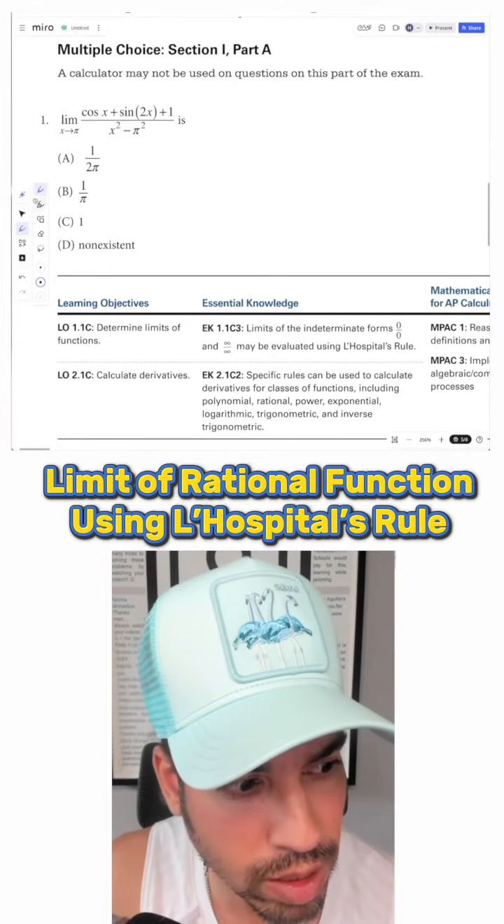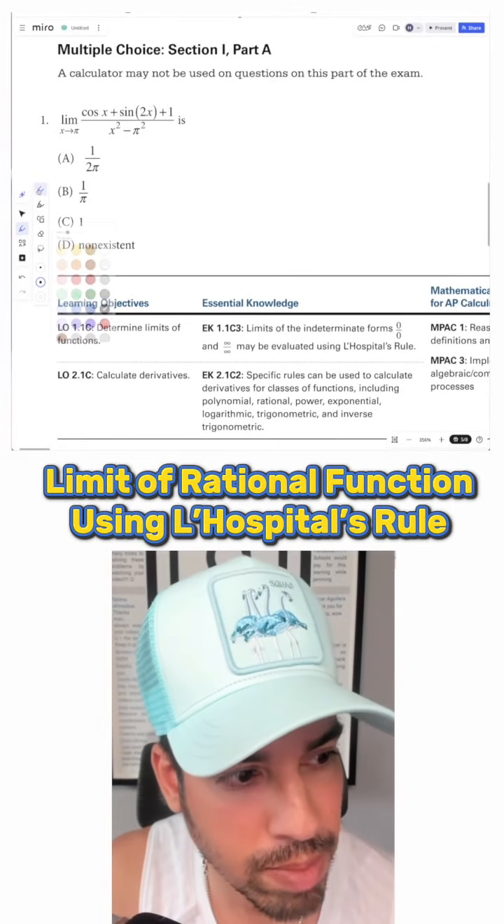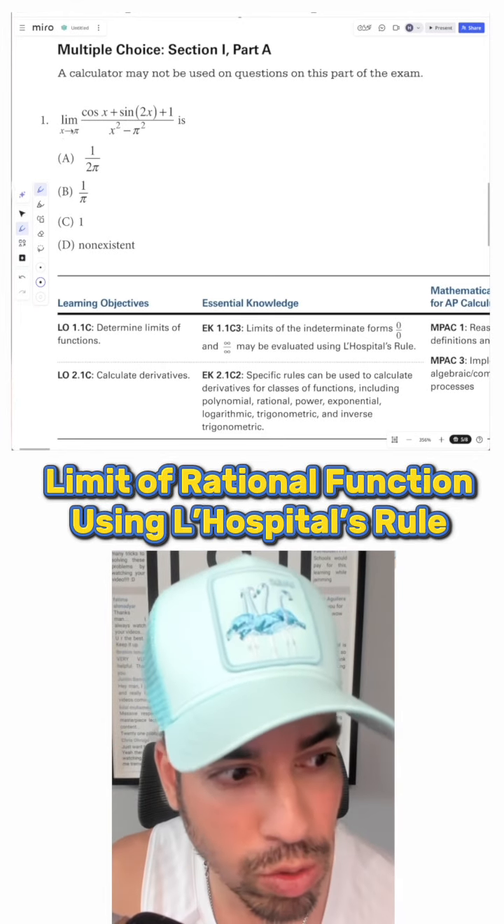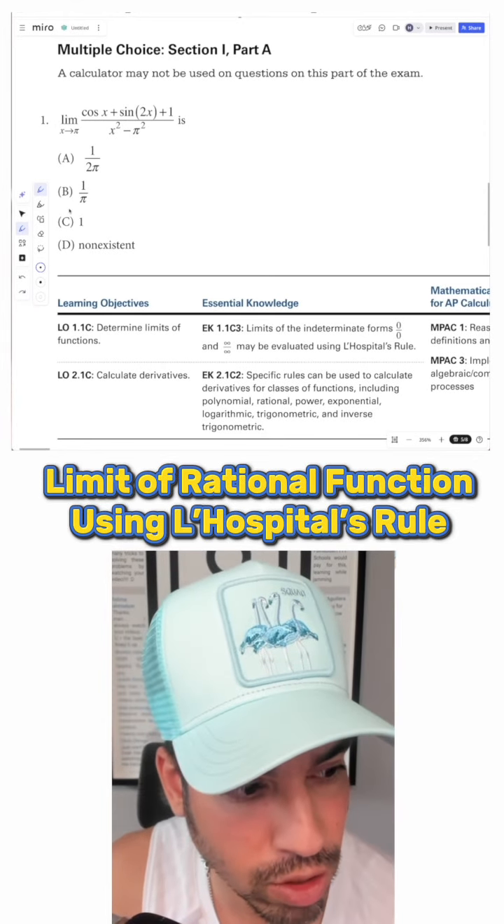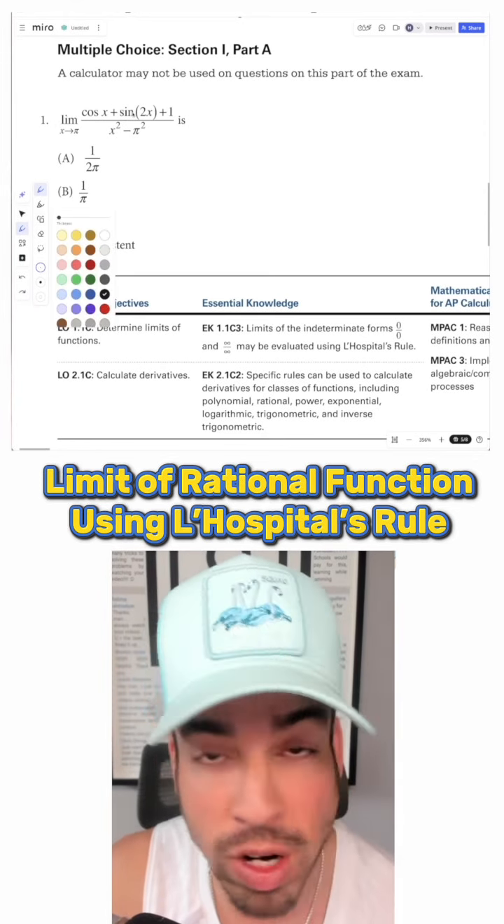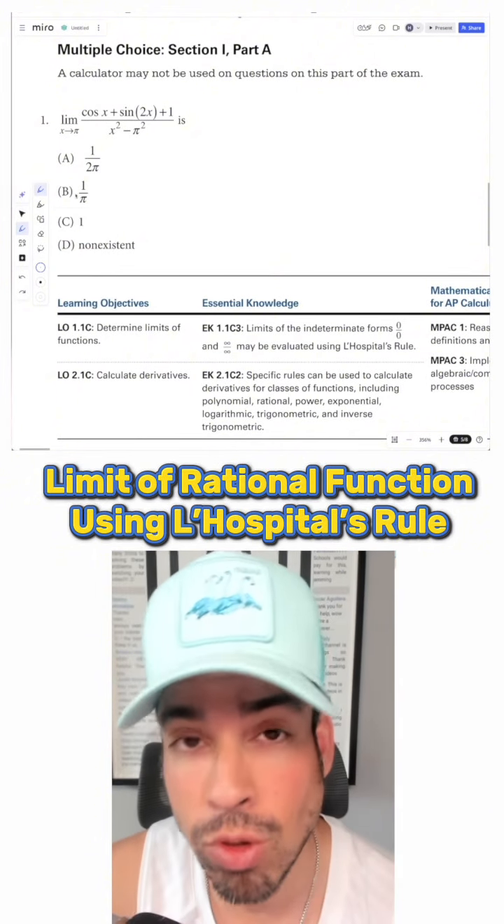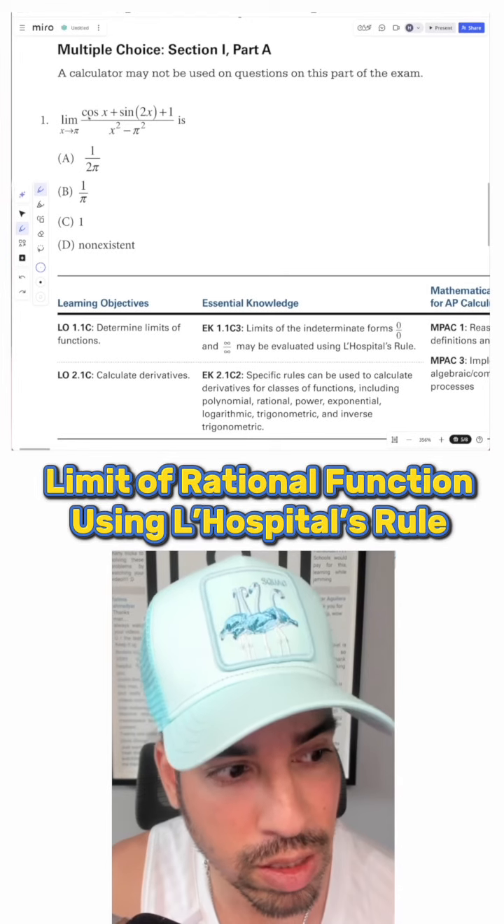So starting off with number one, this is a limit question. Now, when we're taking limits, the first thing you want to do is see what happens as x approaches that value. Well, if you can just straight up plug in the value it's approaching and get an answer, you're good. And if you don't, we'll evaluate from there. But let's plug it in step by step.